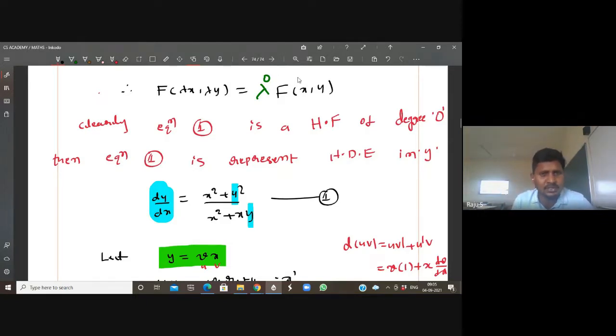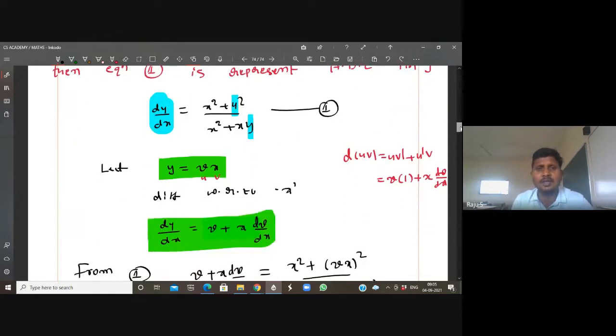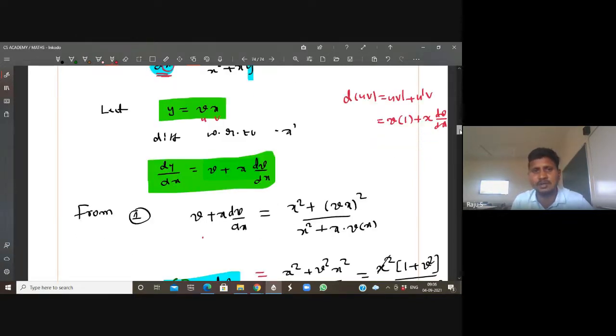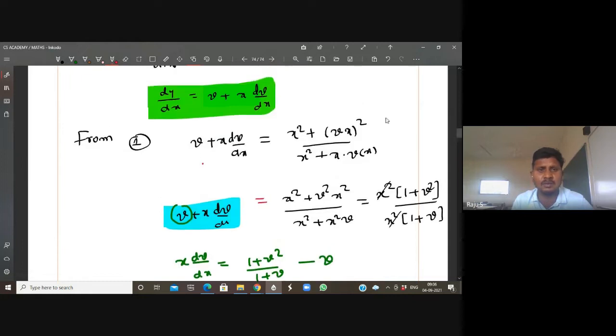When degree becomes 0, it is a function as well as a differential equation in y. So whenever it is a homogeneous differential equation in y, with the help of the substitution method we can solve. What shall we substitute here? The dependent variable is y, so y is equal to vx. Then differentiate with respect to x. So we got dy by dx is equal to v plus x into dv by dx. Okay, right?